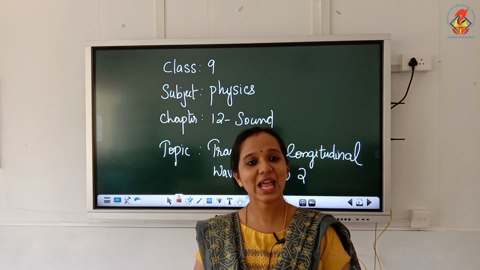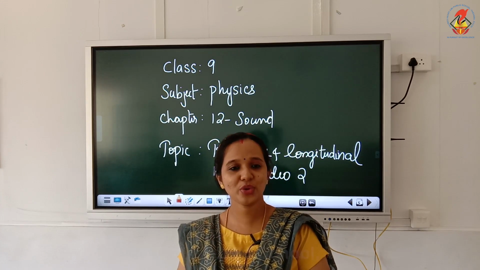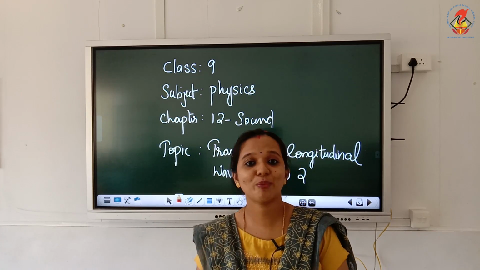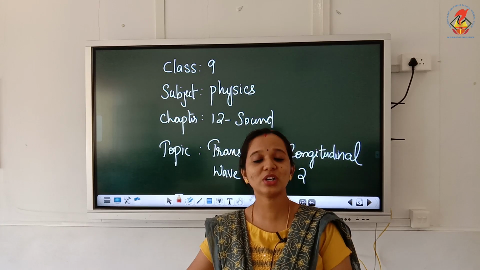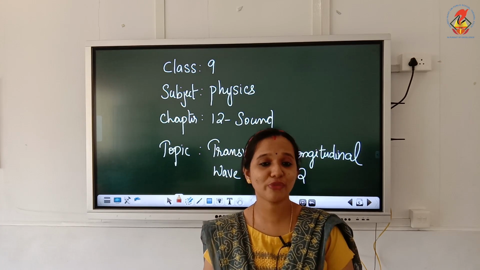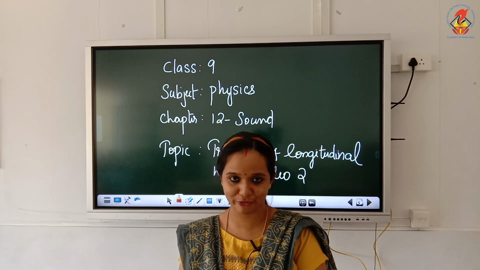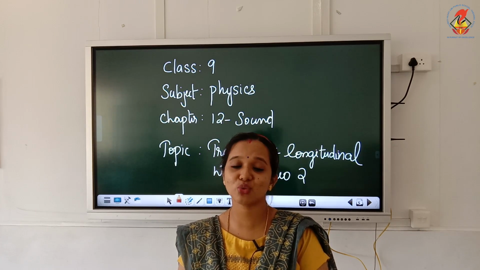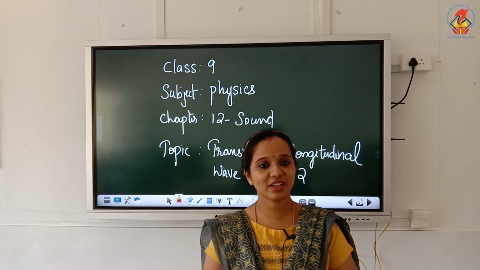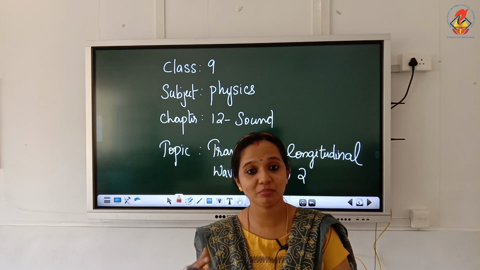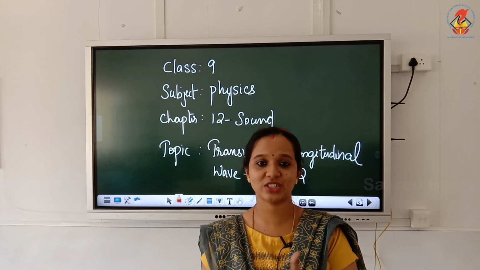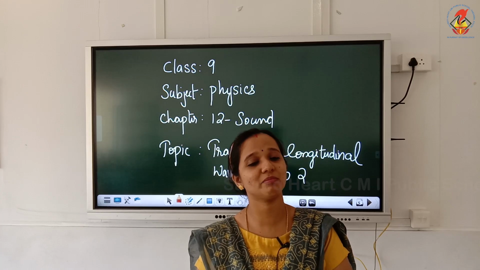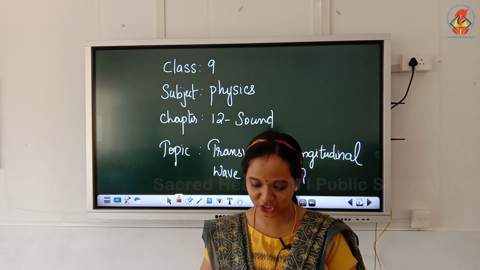Okay. So in the last class we learnt about how sound is produced and how it is propagated, and we came to a conclusion that sound is a form of a mechanical wave which moves from a source to listener through a medium, and it requires a material medium for its propagation. Sound is a mechanical wave and it requires a material medium for its propagation.